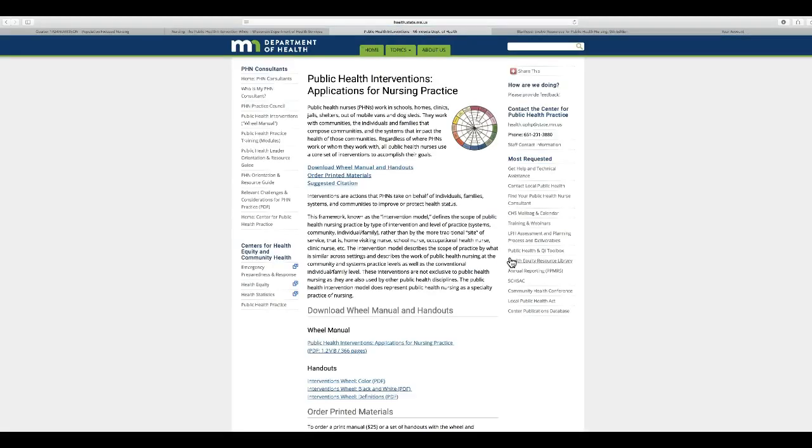All right. So public health nurses work in schools, homes, clinics, jails, shelters, out of mobile vans, dog sleds, it says. They work with communities, individuals, and families to make systems that impact the health of the communities, okay? So I'm going to show you what the wheel looks like.